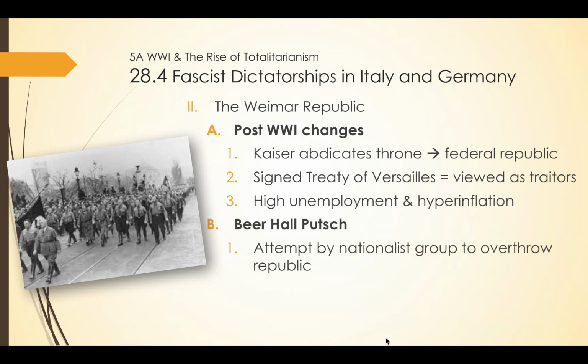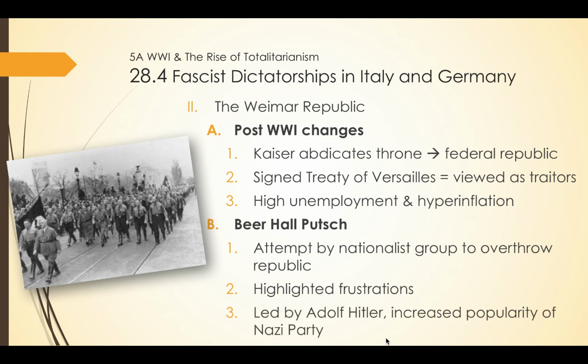Both right-wing and communist groups tried, at different times, to overthrow this brand new republic. The most famous of these mini uprisings was called the Beer Hall Putsch because it took place in a beer hall, and it happened in 1923. Although this uprising failed and was eventually put down by the government, it highlighted many of the weaknesses of this new German government in the Weimar Republic and the growing frustrations the German people had about its inability to solve the country's problems. One of the leaders of this Beer Hall Putsch was Adolf Hitler, who would use this event to increase his popularity and gain support for his political party, the Nazis.